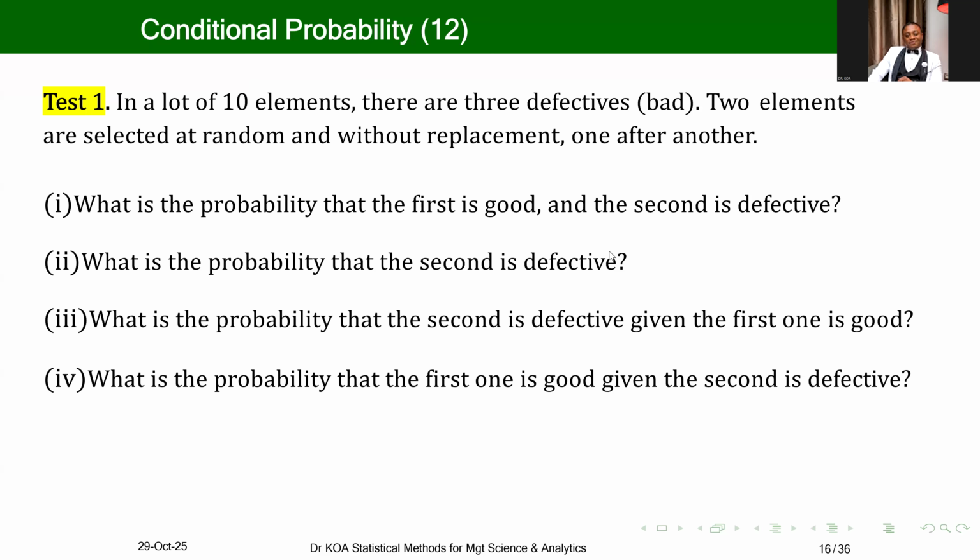The next one is, what is the probability that the second is bad? And the third one is, what is the probability that the second is defective or bad, given the first one is good? And finally, what's the probability that the first one is good, given the second one is bad? So you're going to work this out. The information you have, and remember, we have defined something as 3 here.